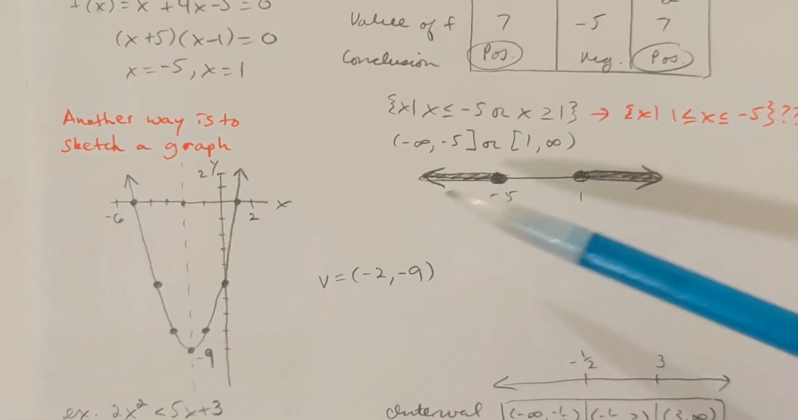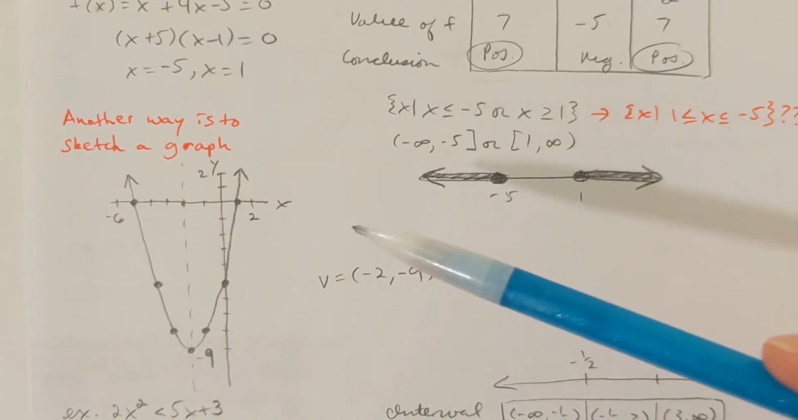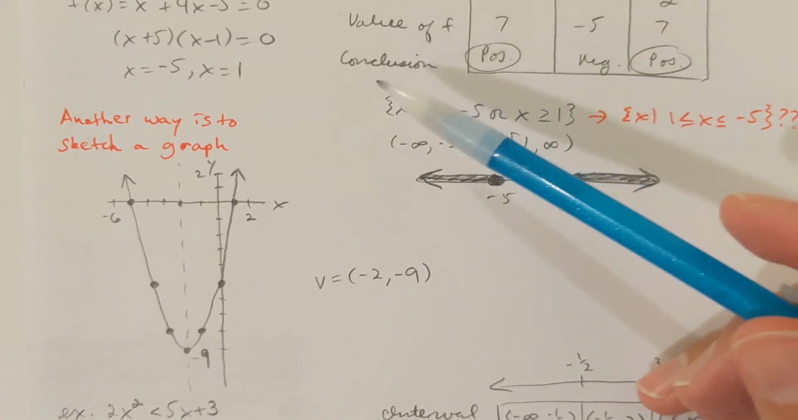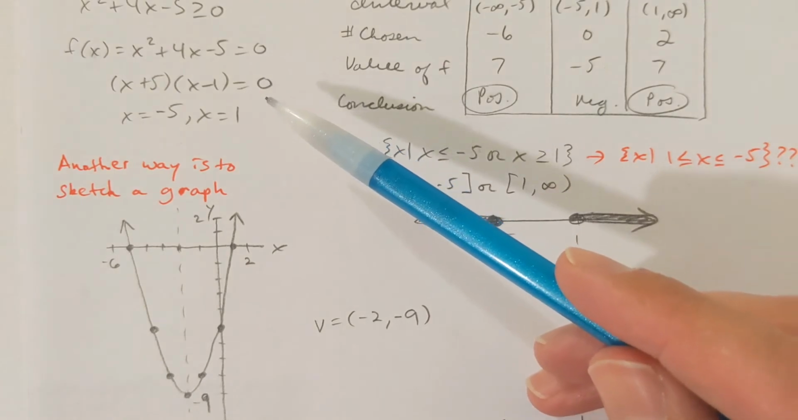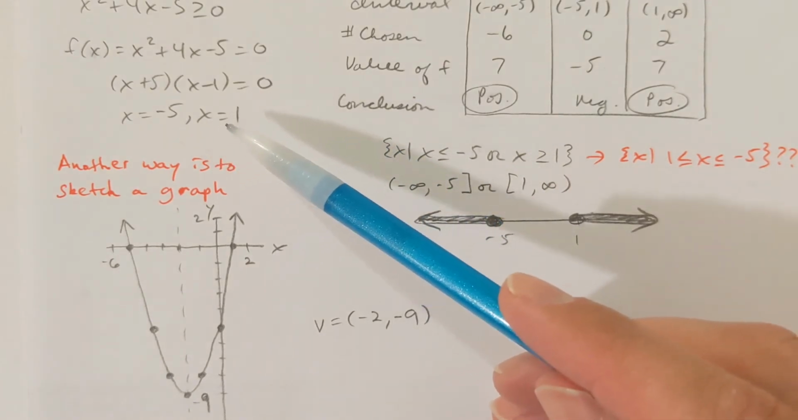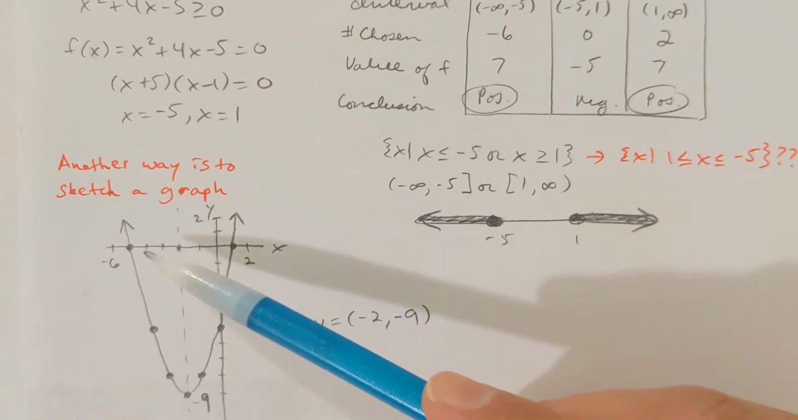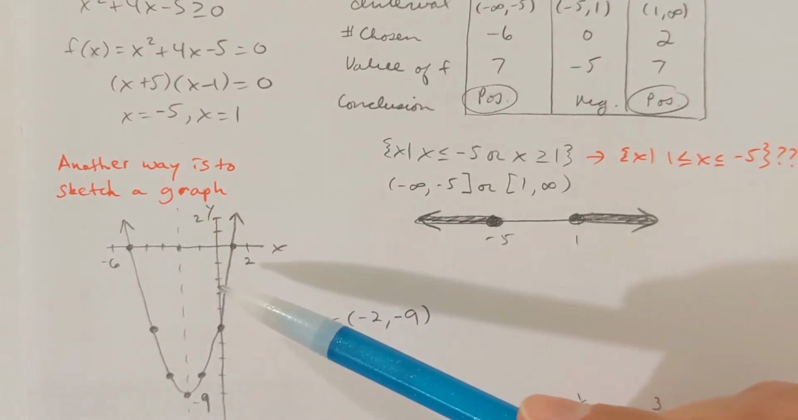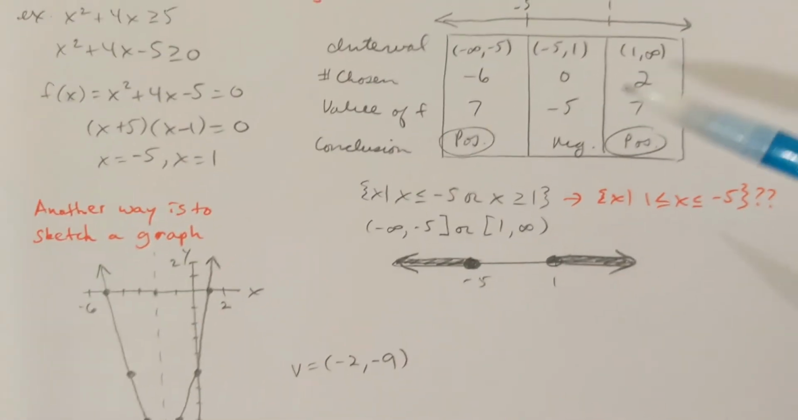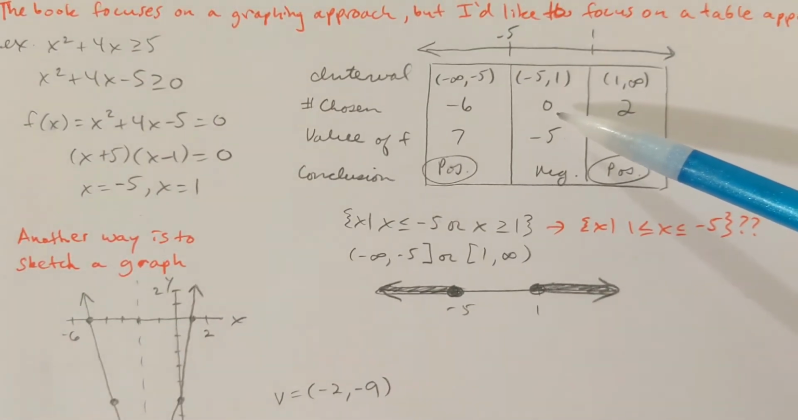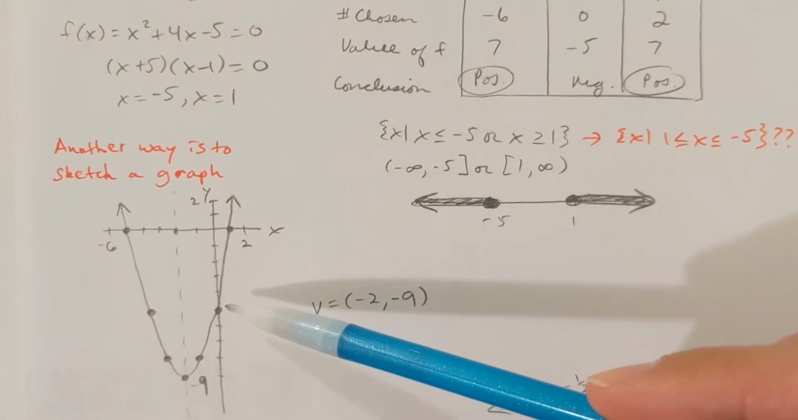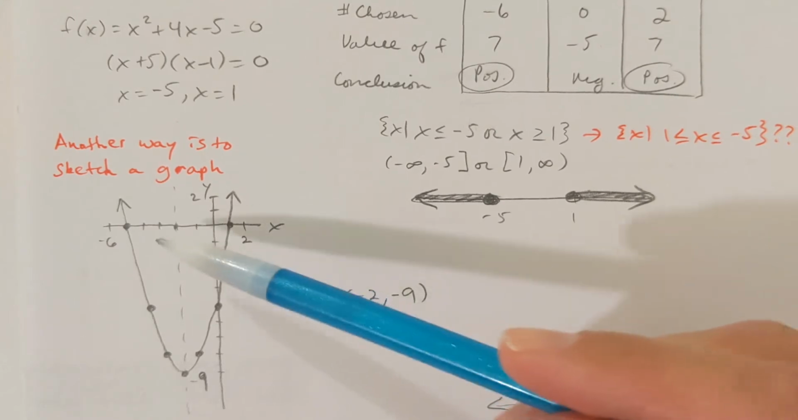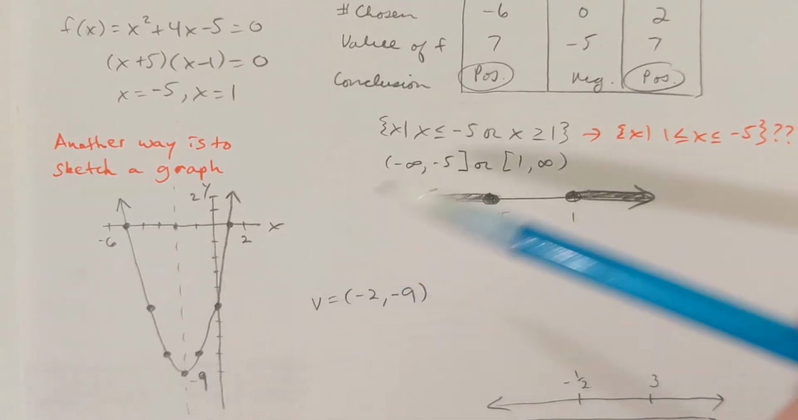Another way that the book describes this is to sketch a graph, and we've actually got a lot of the information already figured out. f of x equals 0 means that x is negative 5 and x is 1. Okay, so here's 1 and here's negative 5. If I choose 0 for x, I get negative 5 for y. Okay, here's 0 and negative 5. So these 3 points I've already got on the graph.